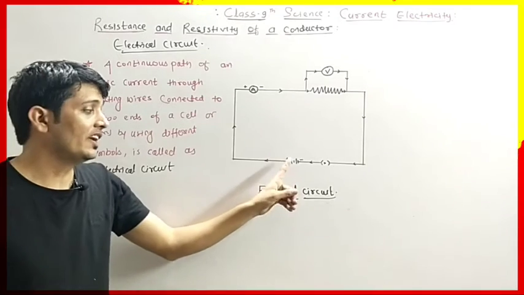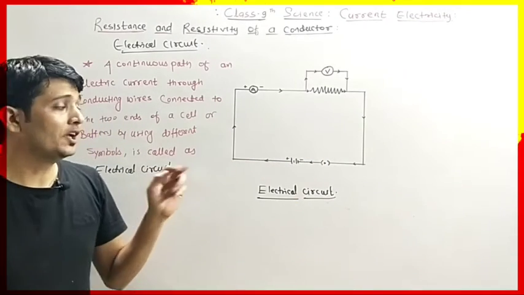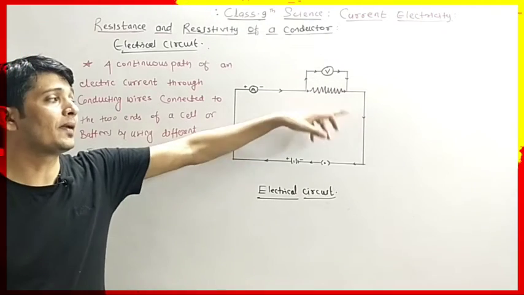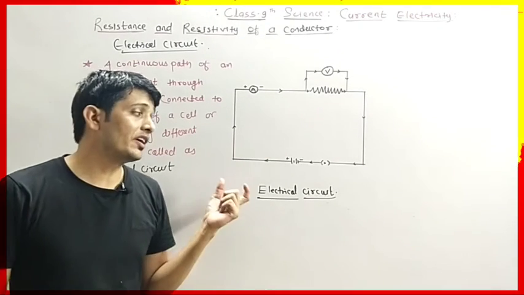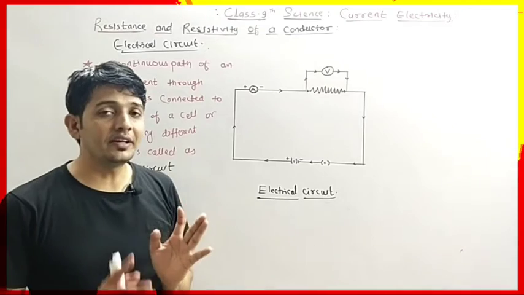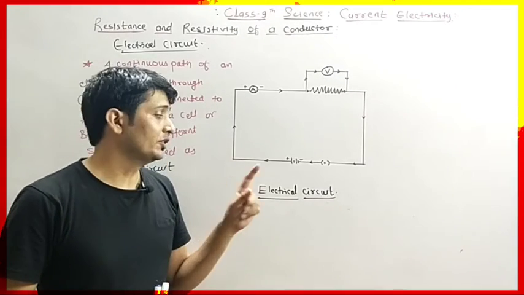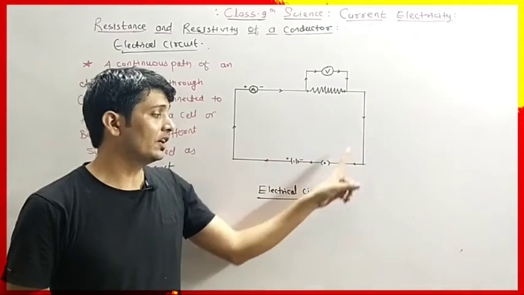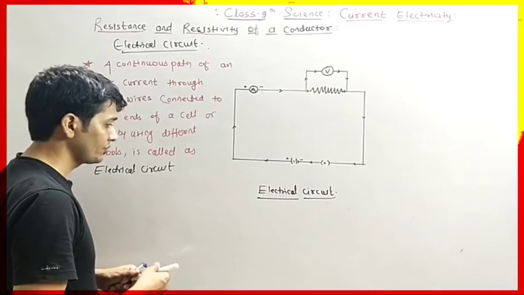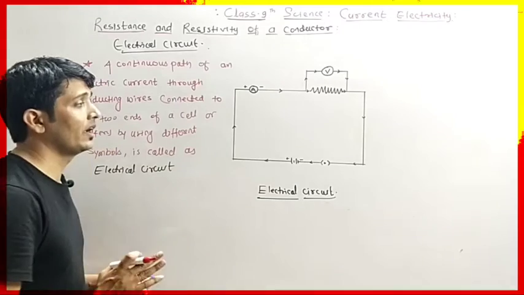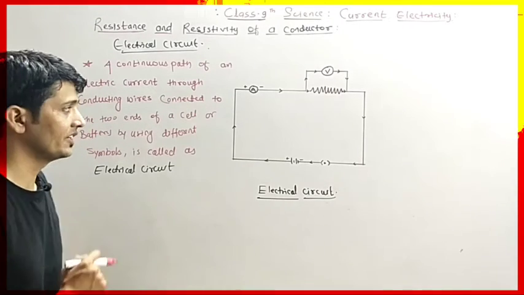See, this is the cell and this circuit is connected to the two ends of the battery where different electrical appliances and different resistances are used. Okay, so whenever you are drawing the electrical circuit, you have to show the flow of current from the positive end to the negative end. It is very important. Okay, so this is a typical electrical circuit or the general representation of an electrical circuit.